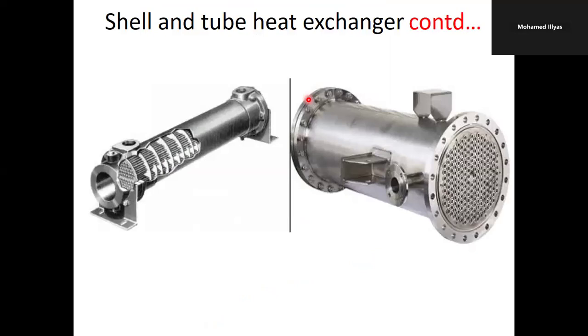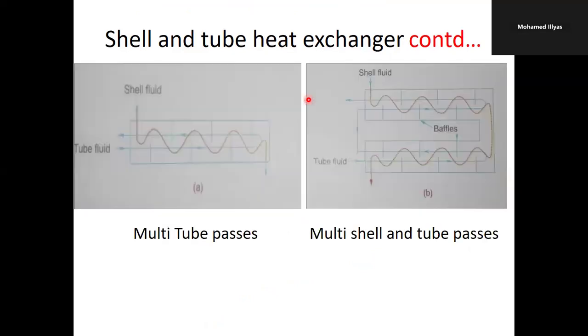What you are seeing are some images of shell and tube heat exchangers. In the case of shell and tube heat exchangers, we'll have multi-tube pass and multi-shell pass processes. This shows that we'll have tube passes more than one pass. So this is your single pass tube and this is your multi-pass tube. The heat will be transferred during this multi-pass process, so we'll get an enhanced heat transfer.